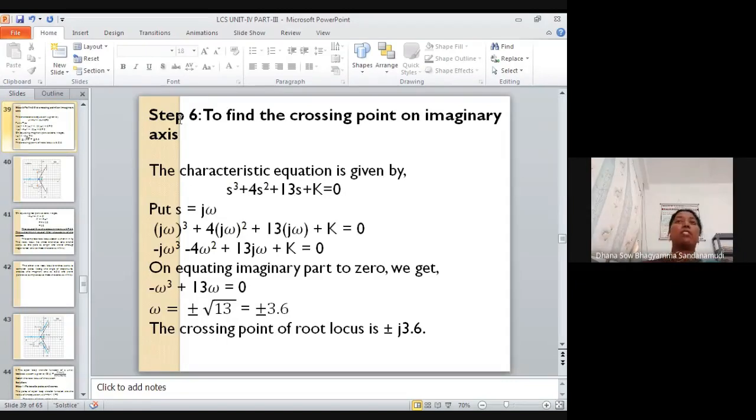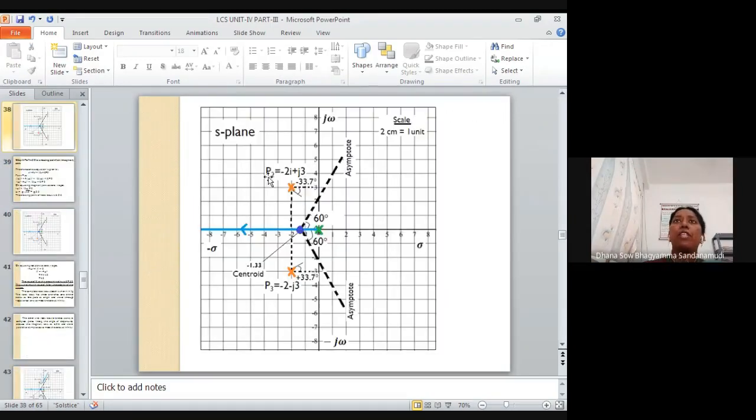Now, we know the angle of departure at the complex poles. Now, we know that the root locus will start from those complex poles. It will start from this complex pole and follow the path of the asymptote. Definitely the root locus will start like this, come out along this angle, and bend to follow the path of this asymptote.